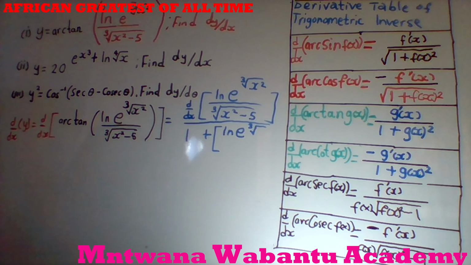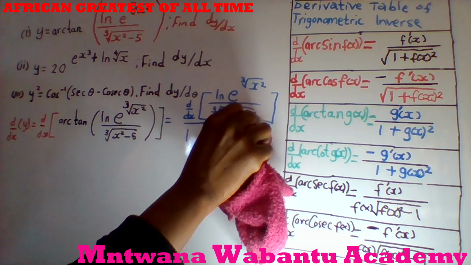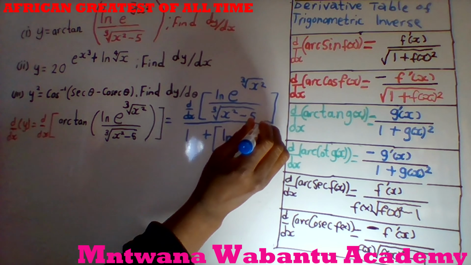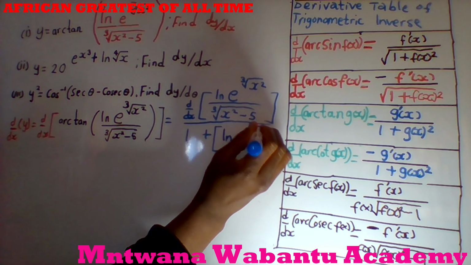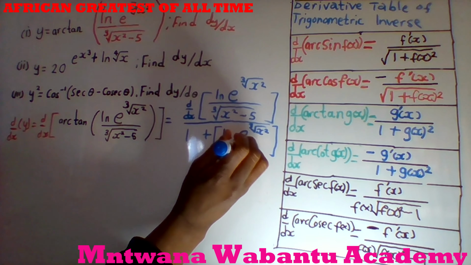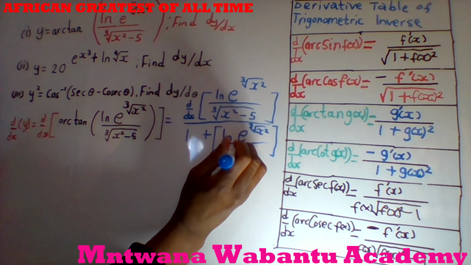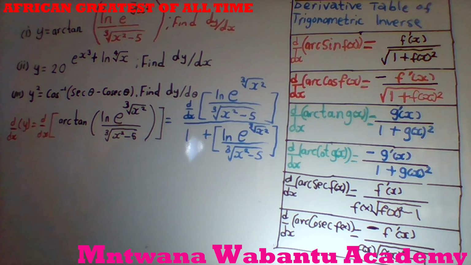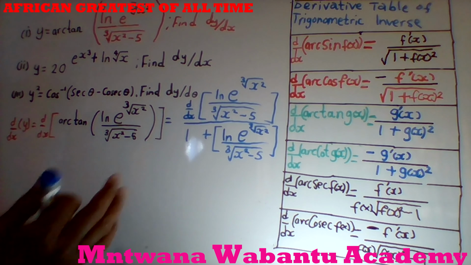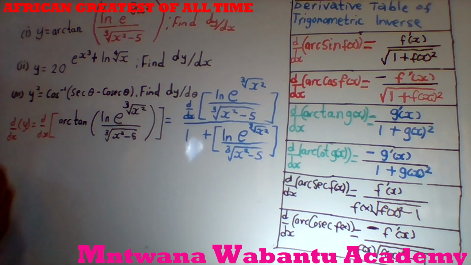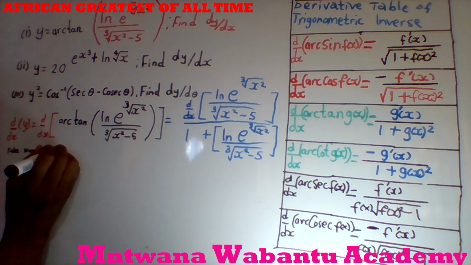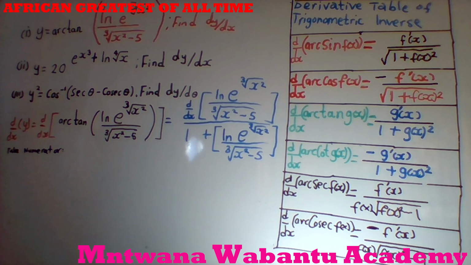Let me write it clearly so it looks right next to it. So let's say ln e to the power 3 x squared, and then over 3 x squared minus 5. Now what I'm going to do, if it's me, is take the numerator and differentiate it. So let's take the numerator and then differentiate. When I differentiate, the business is done.